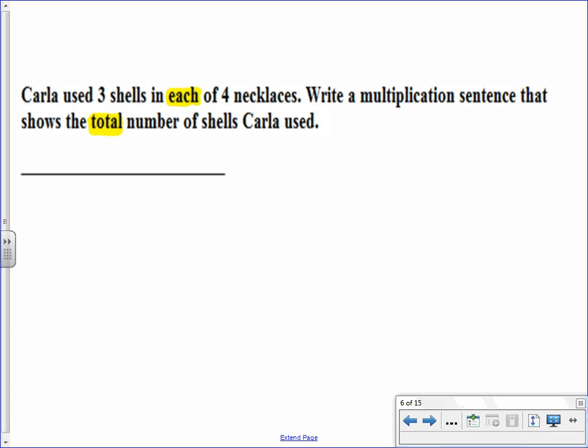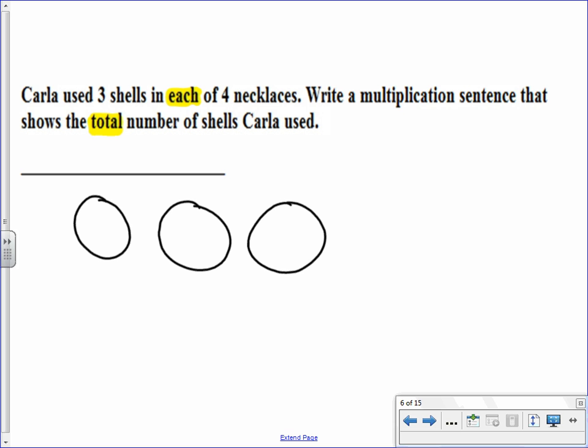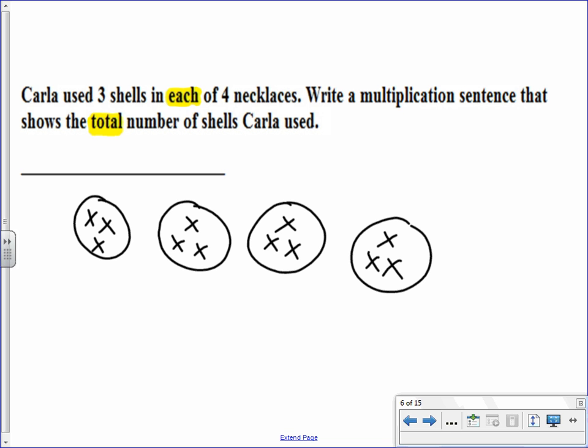So who thinks that they can tell us how many, if we wanted to draw a model, how many large circles would we draw? Isabella, think about it. What are the groups? 4, right? Because the groups are representing the necklaces, number of necklaces. So 4 necklaces, 3 in each, right? These represent the shells. So now we have a picture to represent our multiplication sentence.